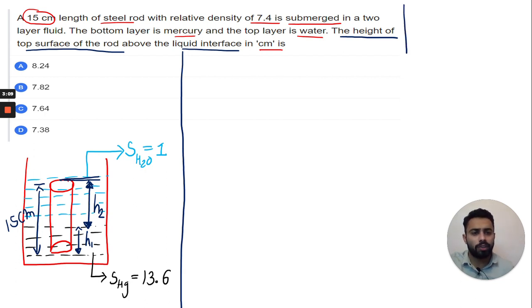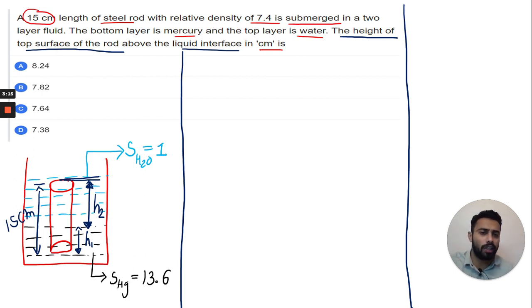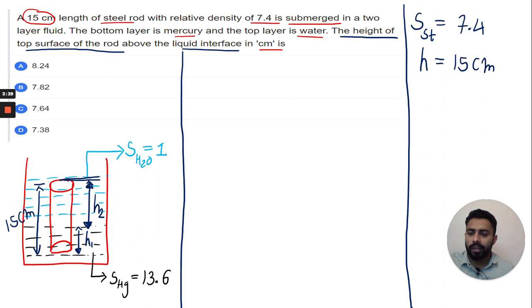What is given in this question? First of all, they gave a specific gravity, or we can say the relative density for the steel, which is 7.4. We can either name it as relative density or the specific gravity. It is one and the same thing. And they also gave the height of the cylinder. We mark height as letter H and we keep it in centimeter, which is 15 centimeter. Now what we need to calculate is the height of top surface of the rod above the liquid interface. Means we need to calculate this h2.